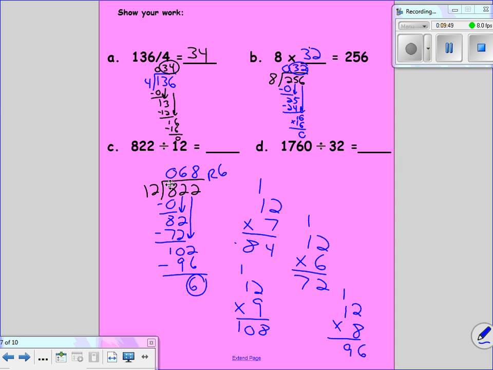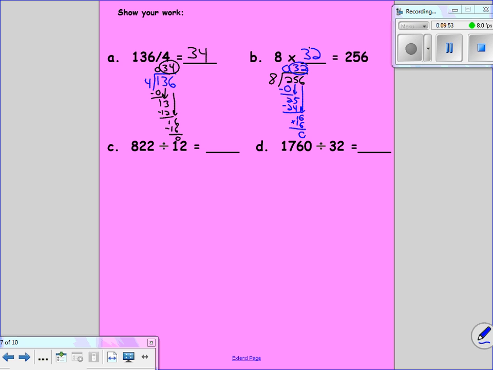Okay. I'm going to erase this so I have room to do the other problem. We have 1760 divided by 32. How many times can 32 go into 1? 0 times. The 0, subtract 1, bringing down the 7. How many times can 32 go into 17? 0. 0, I'm going to subtract 1, 7, bring down the 6. I know 32 can go into 176. I'm just not sure how many times.